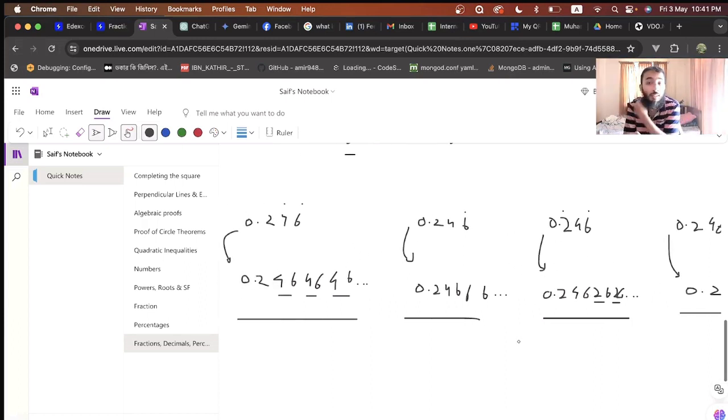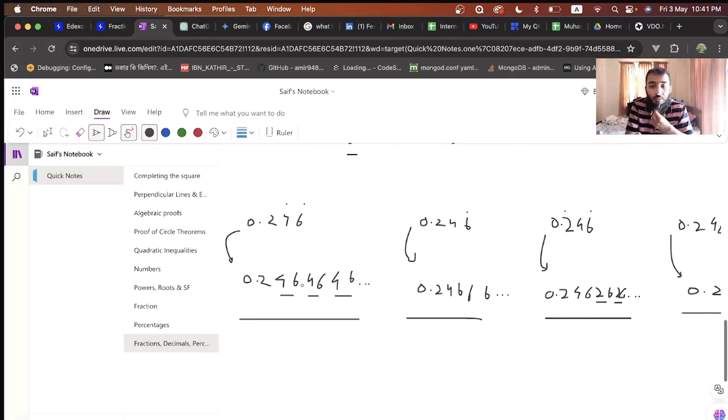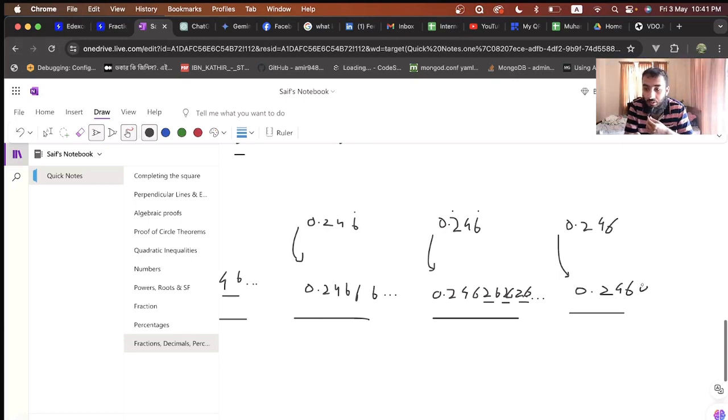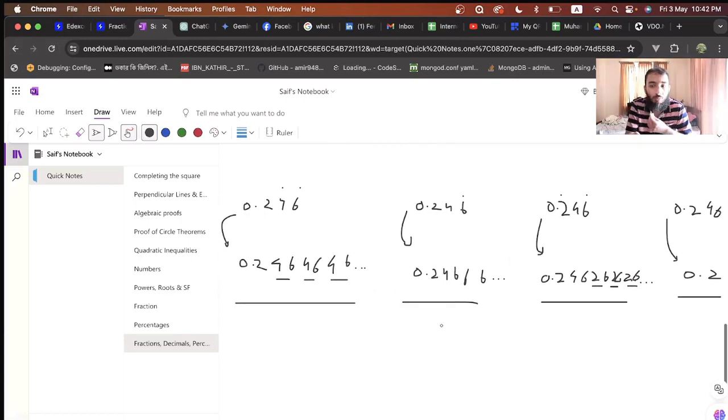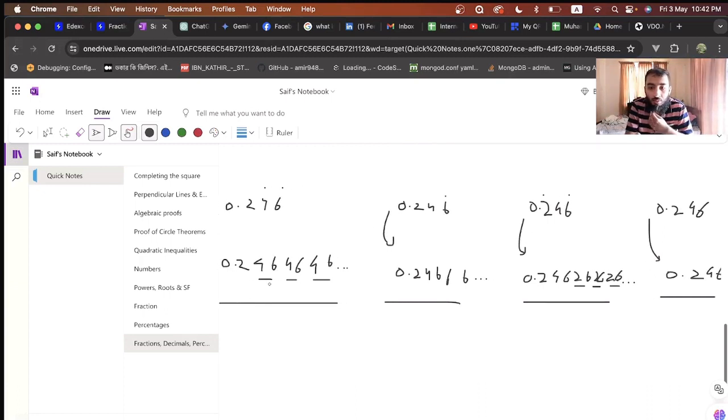So we can compare these numbers side by side. What is the smallest number? We have 0.246464646, 0.24666, and 0.246 then 262626 in this way. And then there is 0.246000, basically, because there are no numbers after that. So what is the smallest number given?